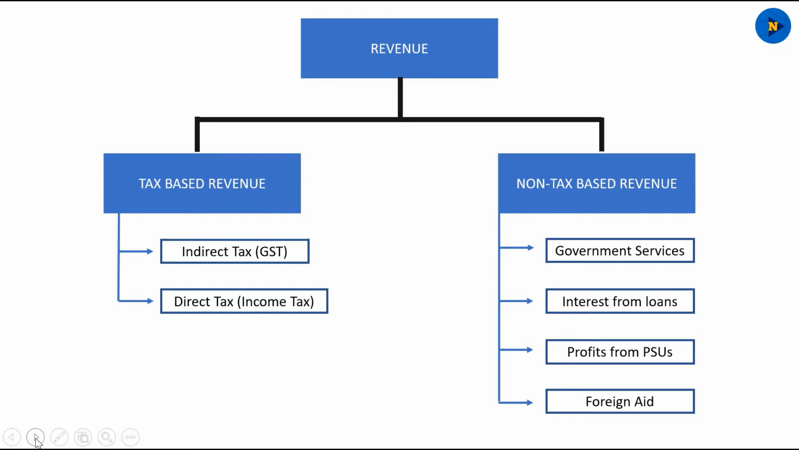So, just to sum up real quick, there are two types of revenue, tax-based and non-tax-based. In tax-based, we have indirect tax and direct tax. In non-tax-based, we have fees levied on government services, interest from loans provided by the government, profits from PSUs, public sector undertakings, or businesses that are owned by the government, and any foreign aid or investment.